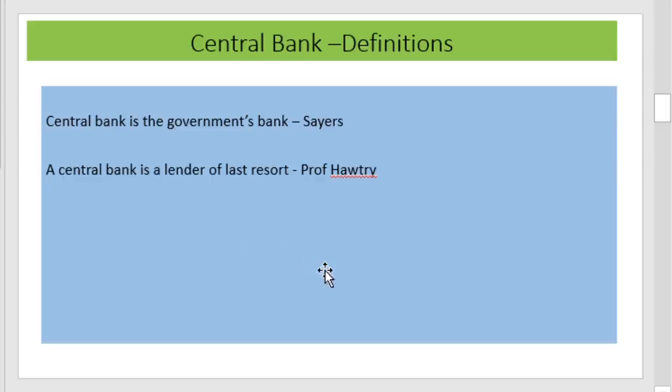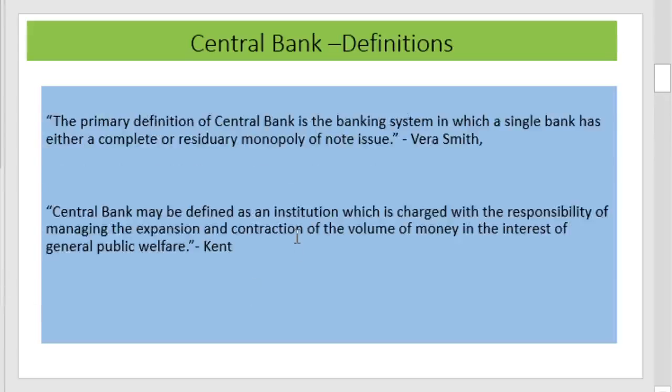Another definition, by Sayers, shows that central bank is the government's bank. He focused on this aspect, that the central bank acts as the government's bank. And another definition focuses on the central bank as a lender of last resort. These are some of the important definitions: one focused on the lender of last resort, Sayers on the government's bank, Kent on the responsibility to manage the changes in the volume of money for increasing welfare, whereas Smith focused on the residuary power of note issue.